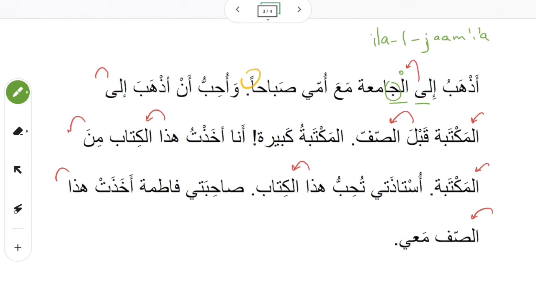Ilal. Jami'a. Okay. أذهب إلى الجامعة مع أمي صباحا. So you take the ha sound and pronounce it with an because you have فتحتين. أذهب إلى الجامعة مع أمي صباحا. I go to the university with my mom صباحا, mornings, meaning in the morning, okay, or repetitively in the mornings.